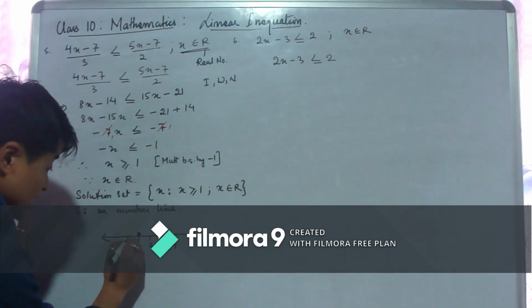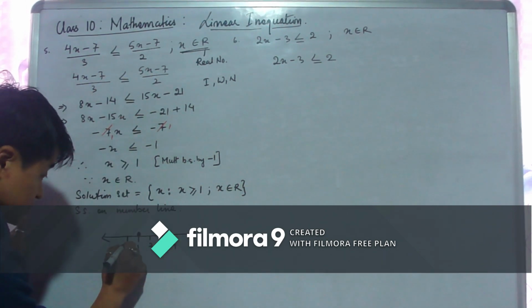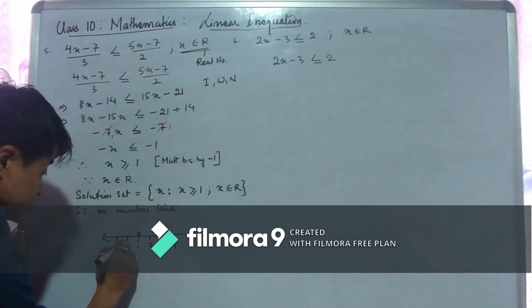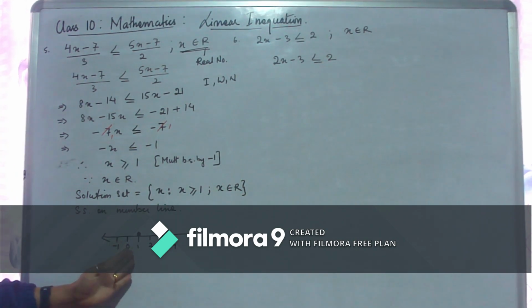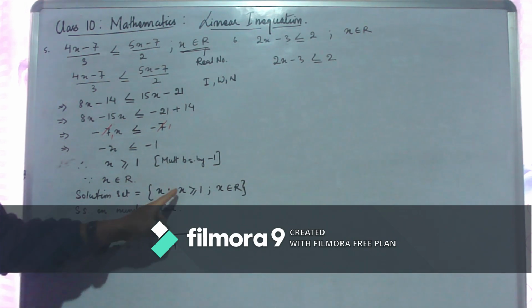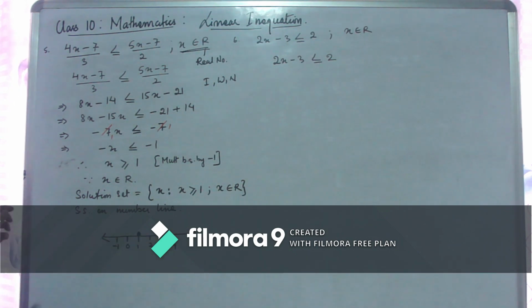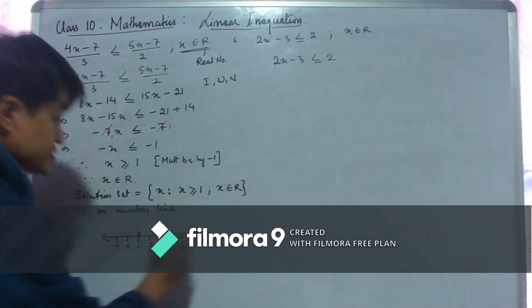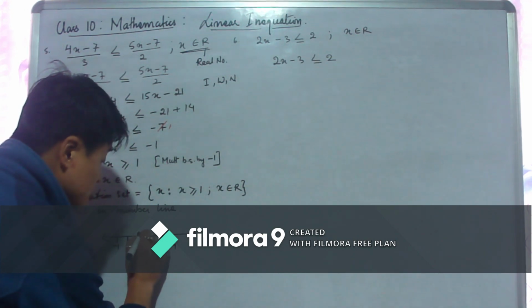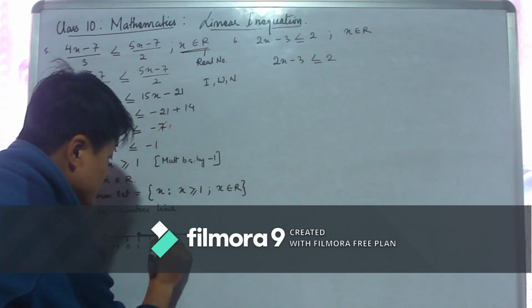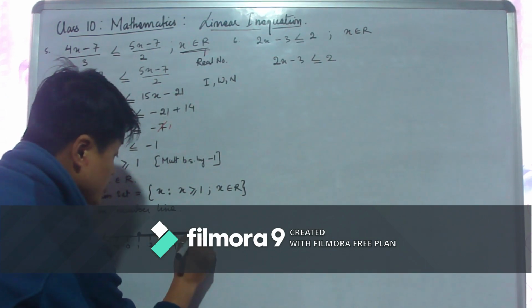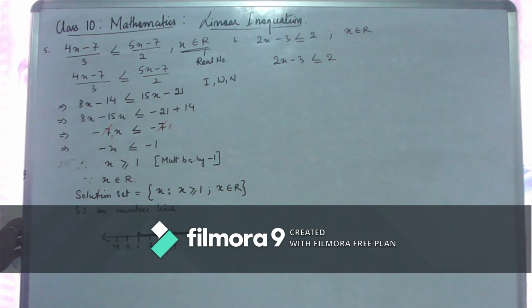After this, on both sides, it has to be 0 and minus 1, and on this side it has to be 2 also. Since x belongs to R and x is greater than or equal to 1, all the numbers that come in between are the solution set. So what we will do here is make the line bold, and the arrow also bold, so that we understand it from there.